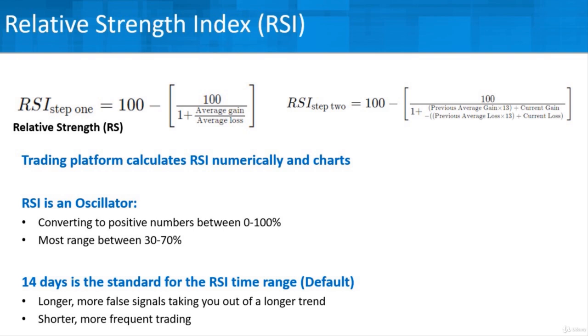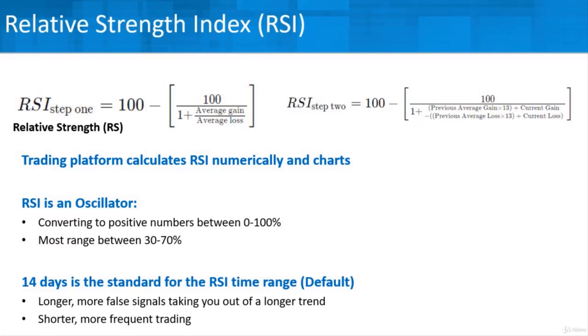Basically, what an oscillator does is it converts the numbers to positive numbers between 0 and 100%. So if we remember rate of change, we had a zero line and we could be above 0 or below 0. There's no below zero here. Well, there's a zero line, but there's nothing below the zero line. It's going to be all positive numbers. And most of the things you're going to see are going to range between 30 and 70%. And when you're actually seeing things on a chart, you're going to see that.